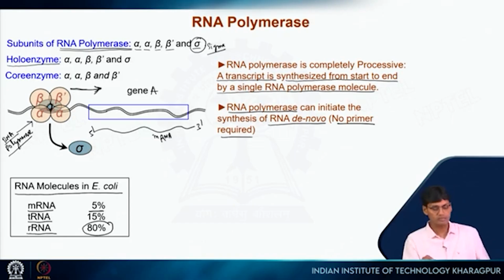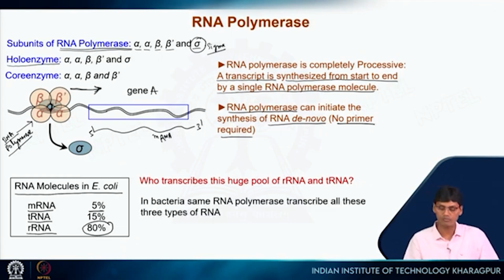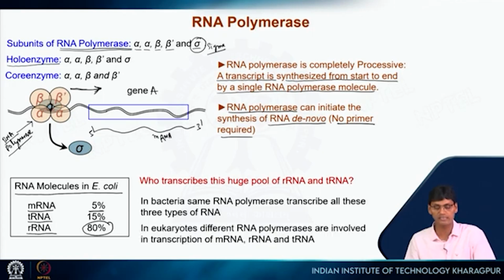Now, who transcribes this huge pool of rRNA and tRNA? In bacteria, the same RNA polymerase transcribes all three types of RNA, but in eukaryotes, different RNA polymerases are involved in transcription of mRNA, rRNA and tRNA. In eukaryotes, we have three major types of RNA polymerase, 1, 2 and 3, with specific functions. Particularly, RNA polymerase 2 transcribes mRNA in eukaryotes.